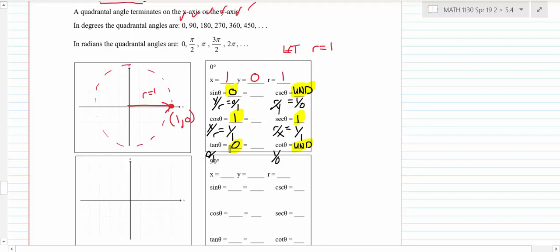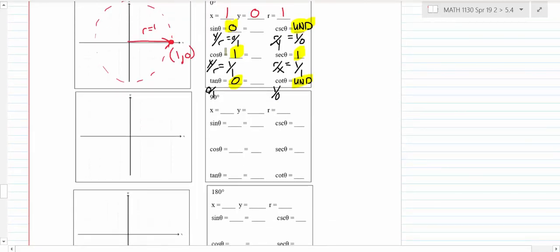So that's how you figure that out. Again, you're just applying the definitions. If you know that x, y, r are definitions, you plug in. You just need to know what x, y, and r are in order to figure out the value of your trig function.